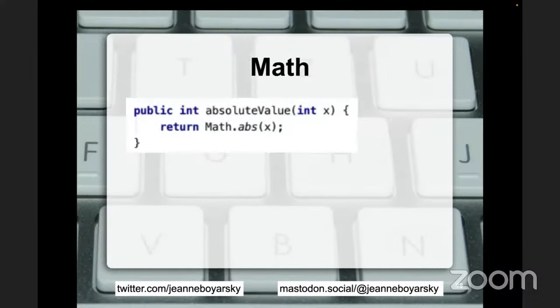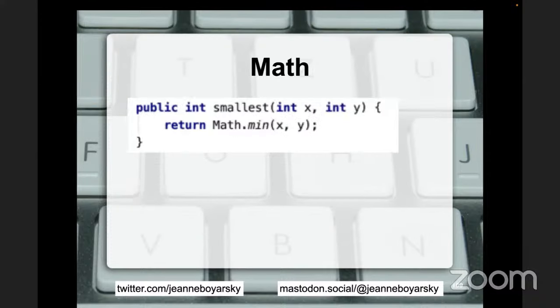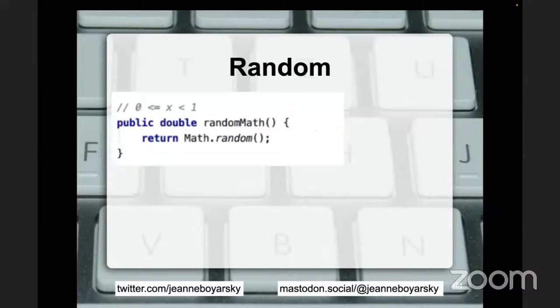Okay, so we did this already. The math methods do what they sound like. This is just, I went to a presentation and Jeanne said there were math methods, I'm doing something with math. Let me pull up the Java doc. So absolute value, max, min, power, random.